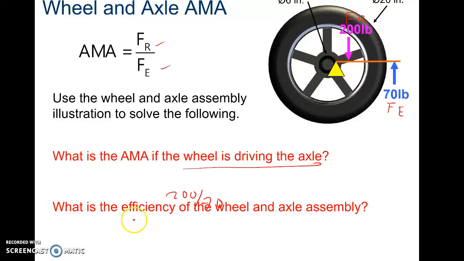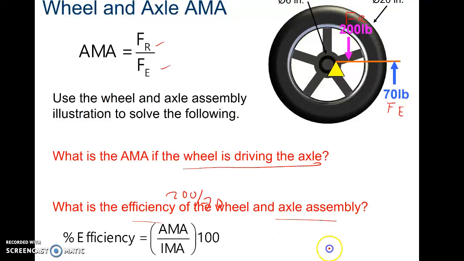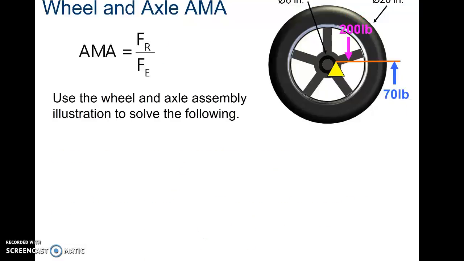And don't forget our efficiency equation too. Remember the efficiency equation, which is defined as AMA over IMA. Once we know the two values, we can determine how efficient the system is going to be. Remember, IMA is the ideal, the perfect scenario where we do not have friction. AMA is where you have work lost in your system. You need to compare the two to determine how efficient your machine is going to be.